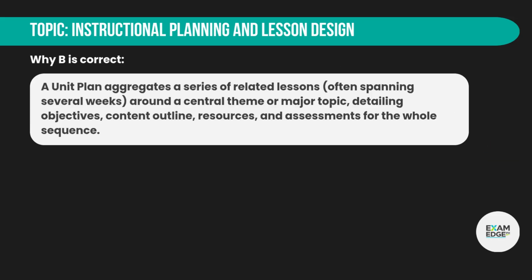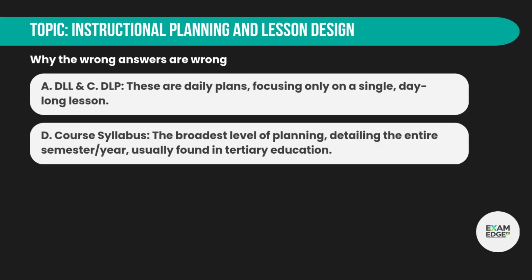Why B is correct: a unit plan aggregates a series of related lessons, often spanning several weeks, around a central theme or major topic, detailing objectives, content outline, resources, and assessments for the whole sequence. Why the wrong answers are wrong. A. DLL and C. DLP are daily plans, focusing only on a single, day-long lesson. D. Course syllabus is the broadest level of planning, detailing the entire semester or year, usually found in tertiary education.